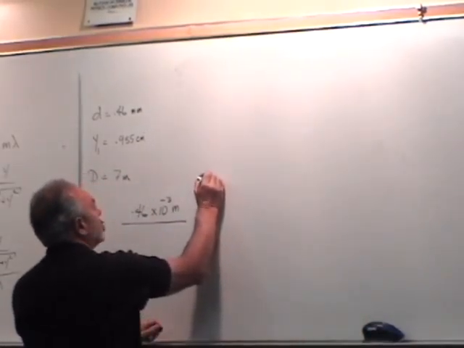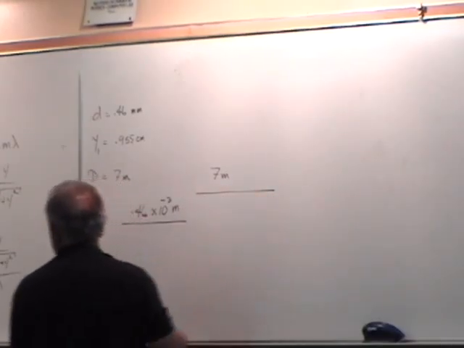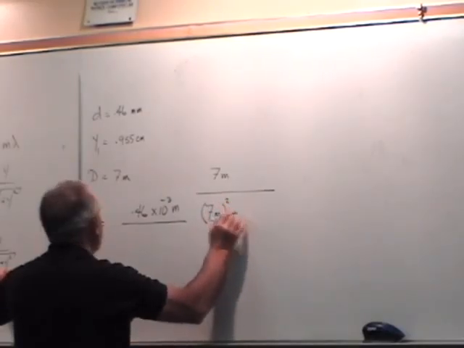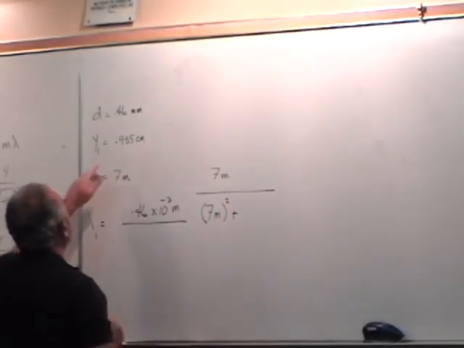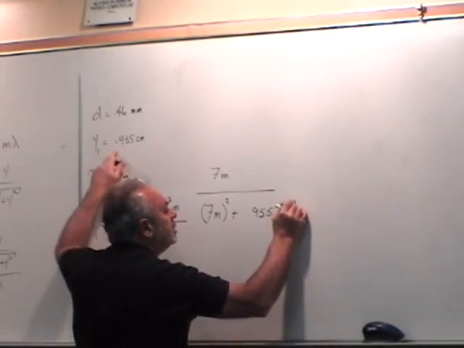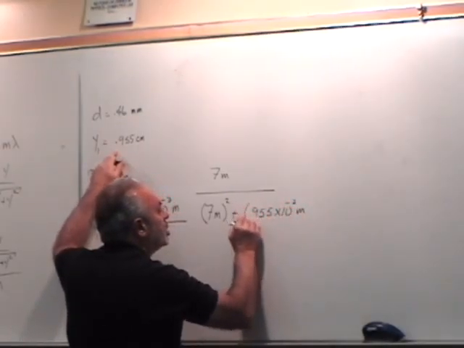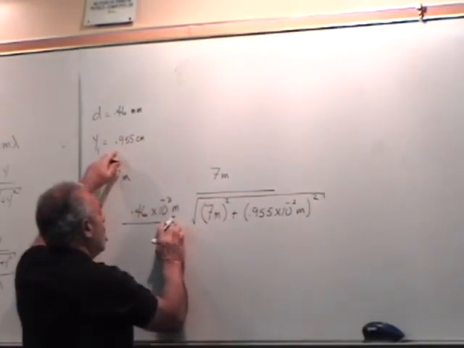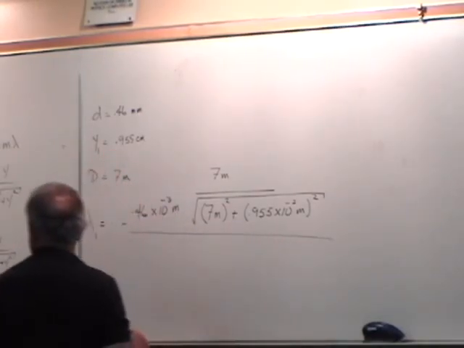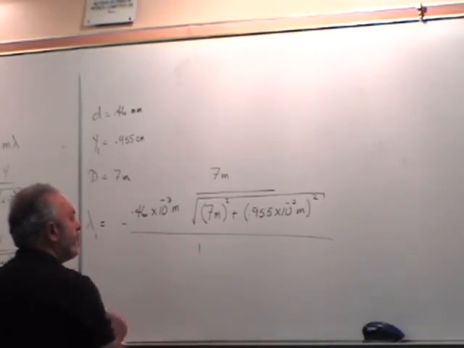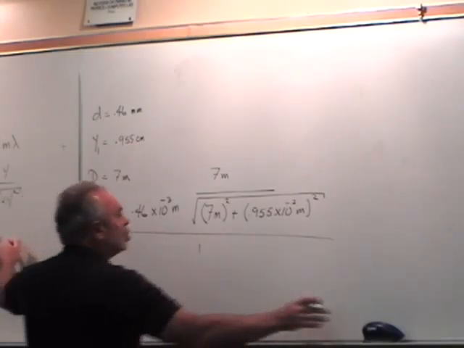Y, which is 7 meters, divided by, and you really should write it as 7 meters squared plus, what was Y? Here it is, 0.955 centimeters squared under the square root, all divided by, where am I? M, which is 1. Why is it 7 meters? The top is wrong. Top line, top Y is wrong. I just wanted to see if you were paying attention.